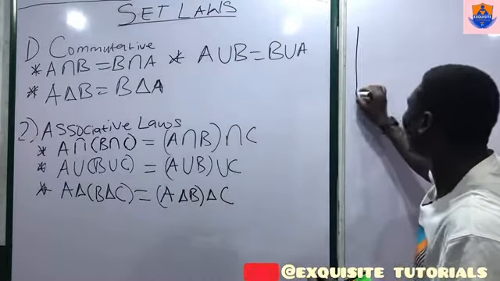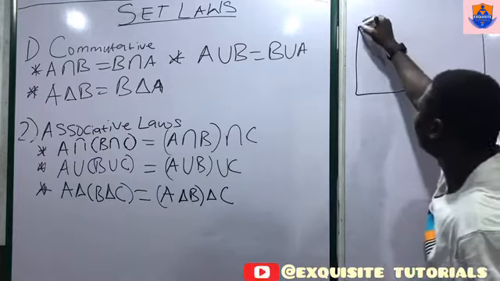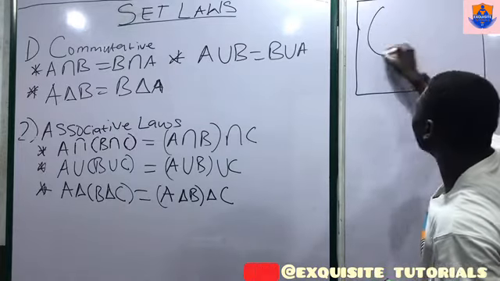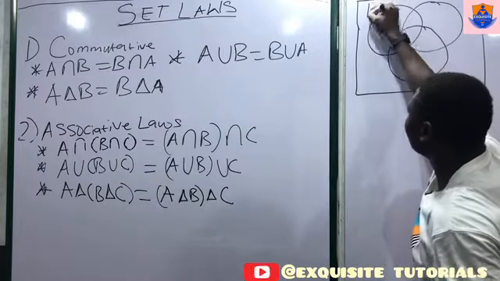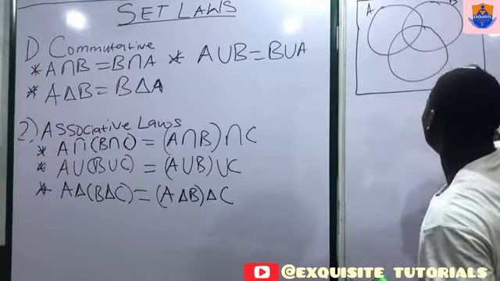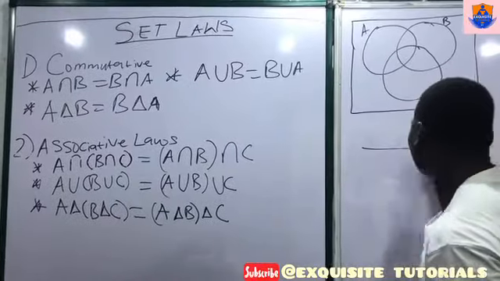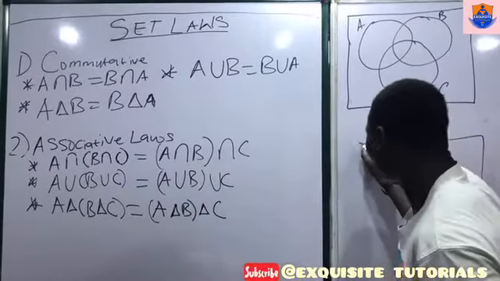So the first one, we have 3 sets. Let's say this is the first set, this is the second set, and this is the third set, A, B, C. And let's say this is for the other side of the equation.